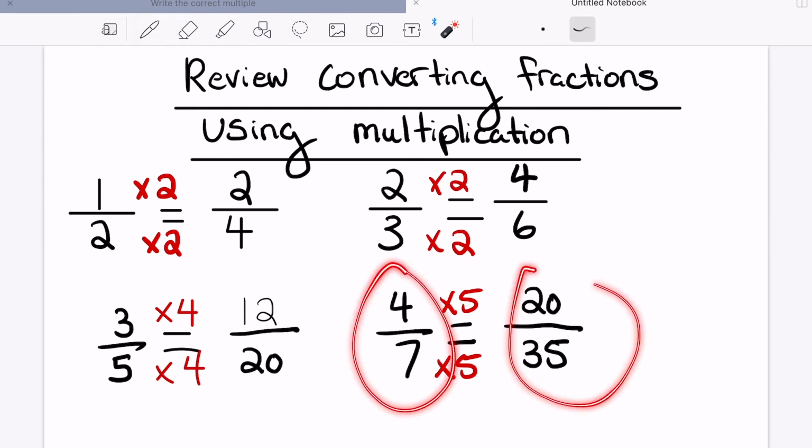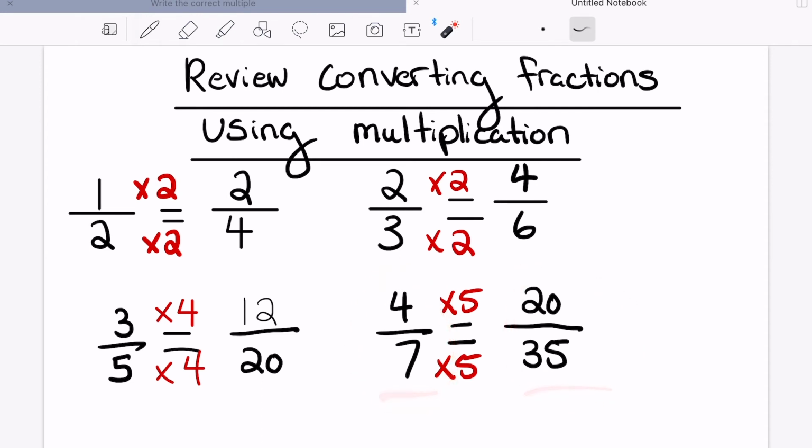So these are all equivalent fractions when we multiply the top number and the bottom number by the same multiple. We have to times it by the same number, always by the same number.